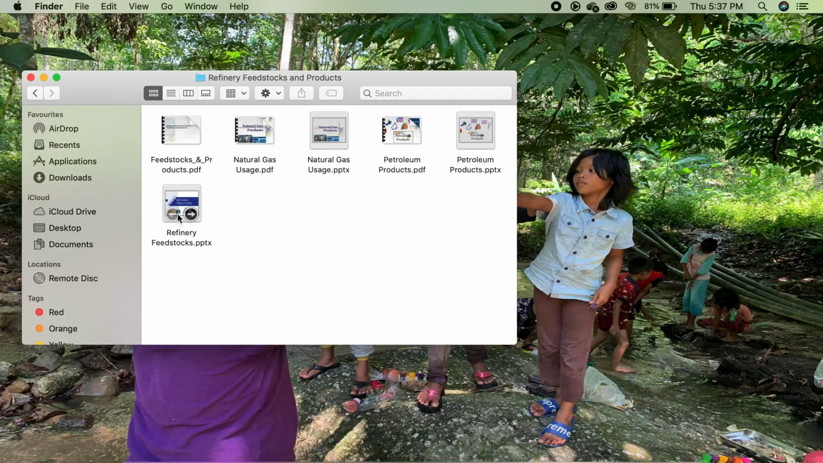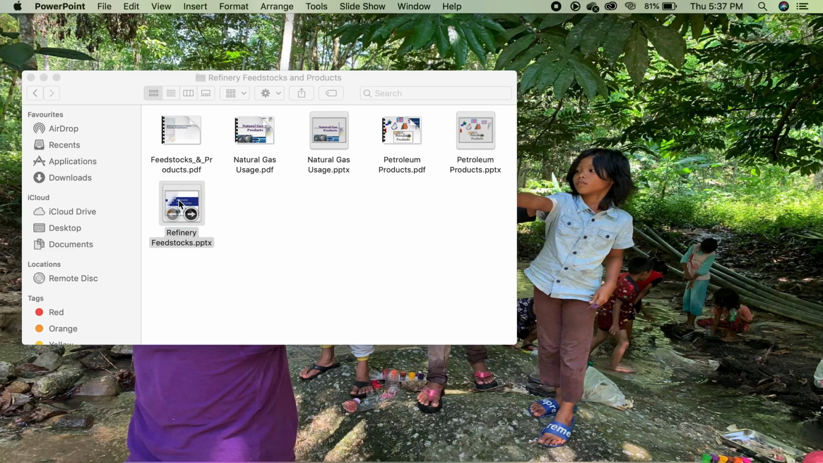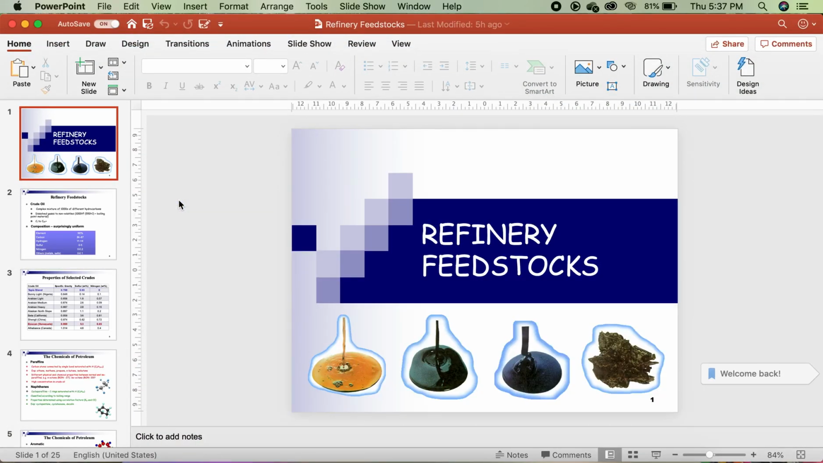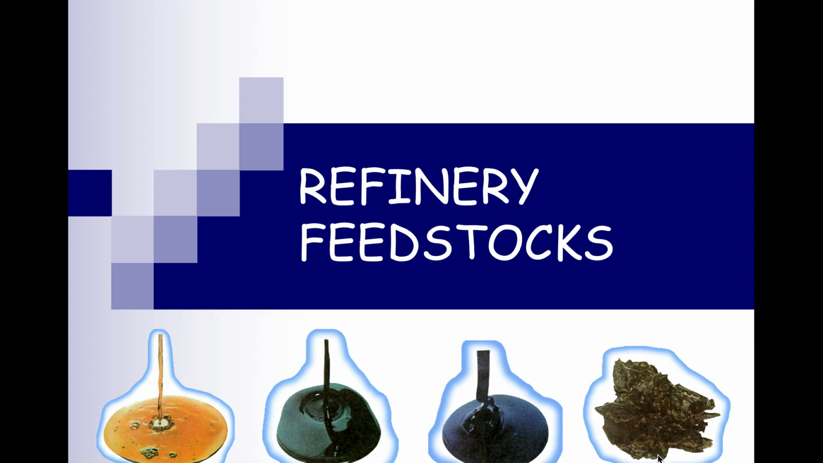Forward to the next chapter, which is refinery feedstock and products. As previously mentioned, crude oil has to go through distillation to be refined according to the different boiling points. So we can see here the feedstock from the refinery process, the different feedstock listed here.